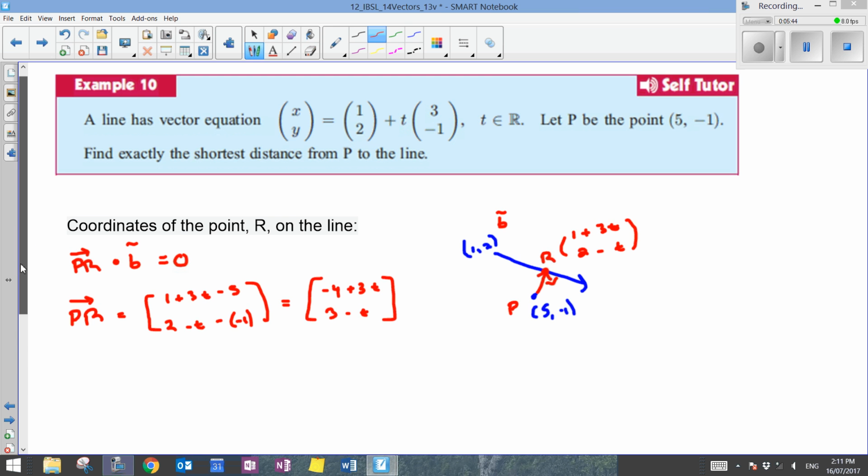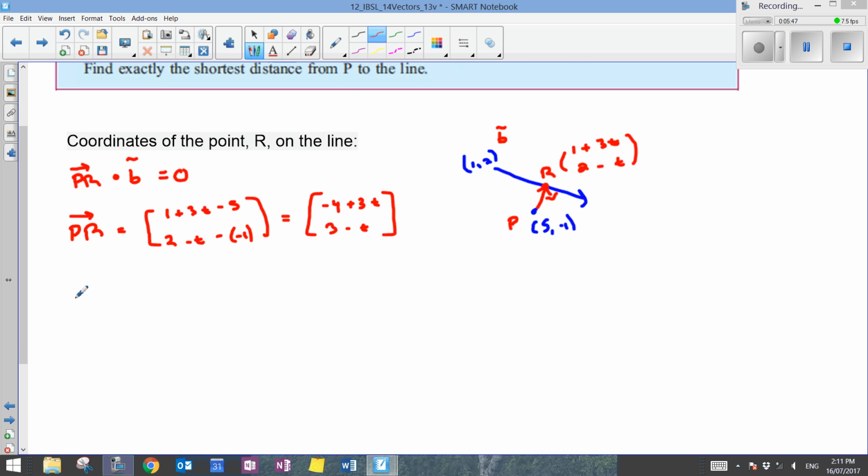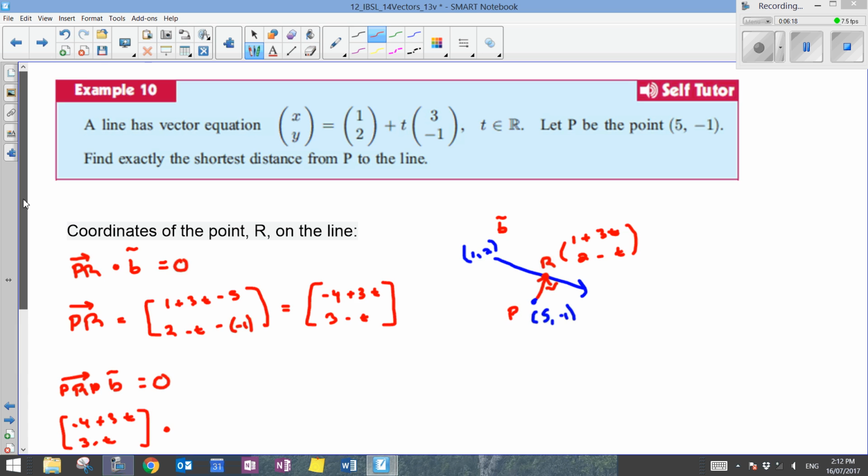Okay, so now that we have PR, we can dot PR with the actual direction vector. So for S, we'll take PR, dotted with our velocity vector, and make it equal to 0. So we'll wind up with (-4 + 3t, 3 - t) dotted with, and we really only care again about the velocity vector, so that's (3, -1).